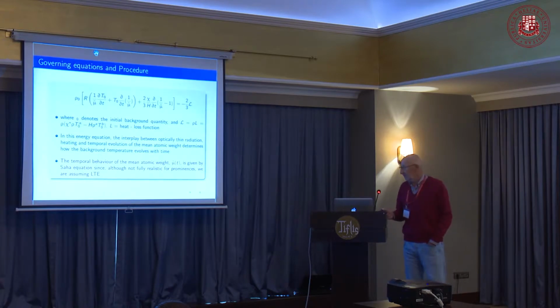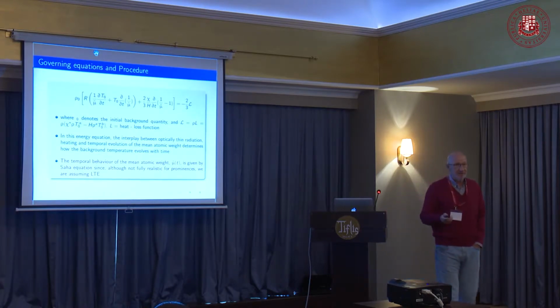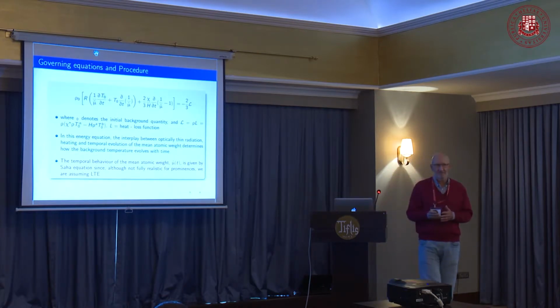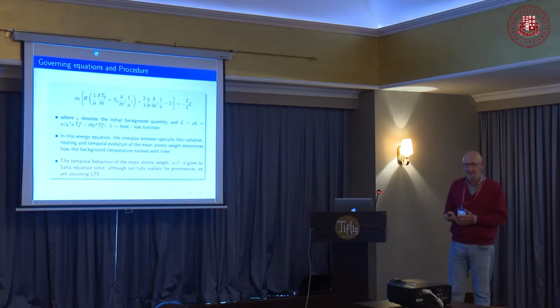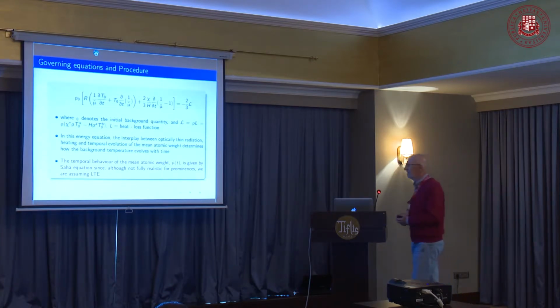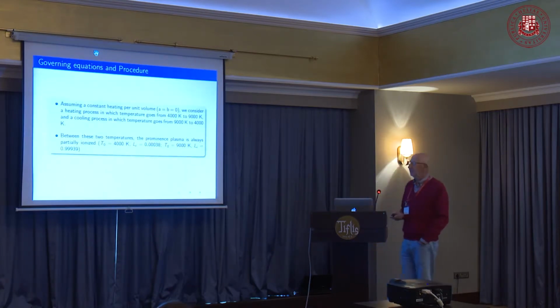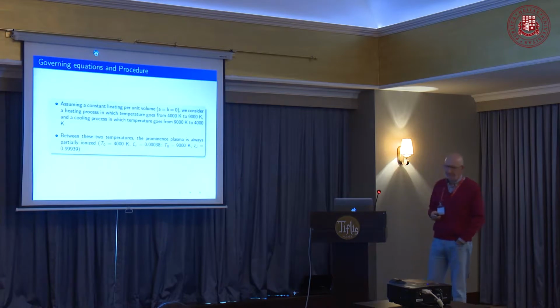We need the temporal behavior of the mean atomic weight, and this has been calculated using the Saha equation. We know that this is not fully realistic for prominences because we are assuming local thermodynamic equilibrium, but this is the most simple way to do it. And we assume a constant heating per unit volume, and we consider two different processes.